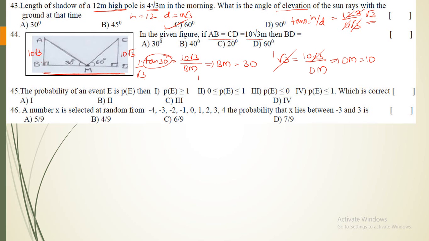So finally, what I need to find is BD. BD is nothing but the sum of these two values only. 30 plus 10 is 40. So the answer is 40. There won't be degrees, since this is distance, so there won't be degrees here, right?